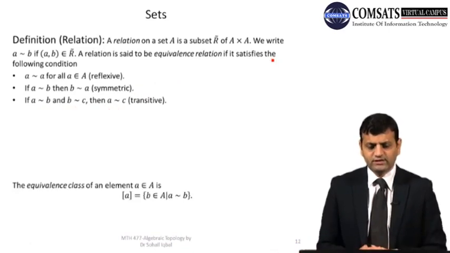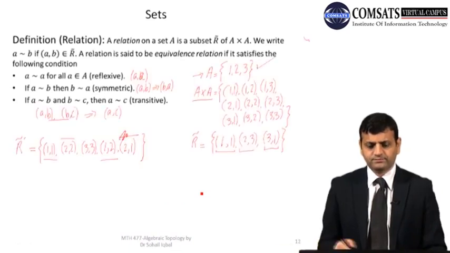The equivalence class of an element A is denoted by square brackets A, and this is equal to the set of all elements B belonging to A such that A is related to B. Let's go back to our example and see what the equivalence class of, for example, 1 is. The equivalence class of 1 is the set of all elements which are related to 1. 1 is of course related to 1, so 1 is going to be part of this equivalence class. And there is another element which is related to 1, that is number 2. So the equivalence class of 1 is {1, 2}.